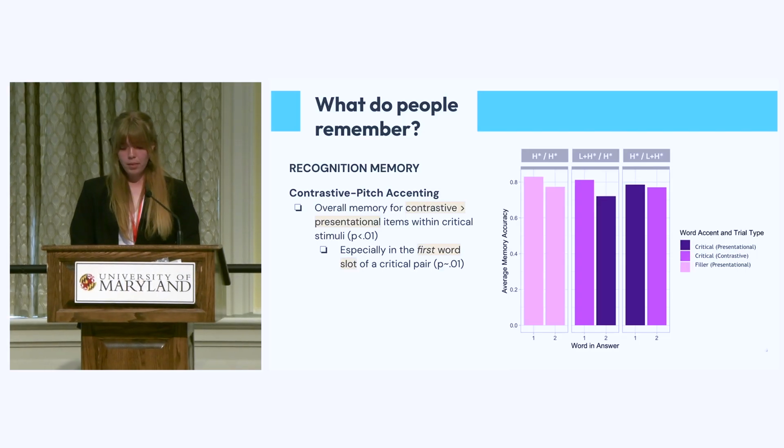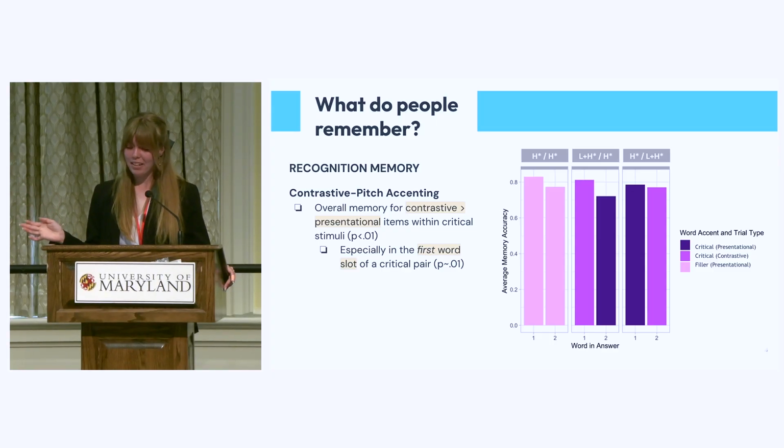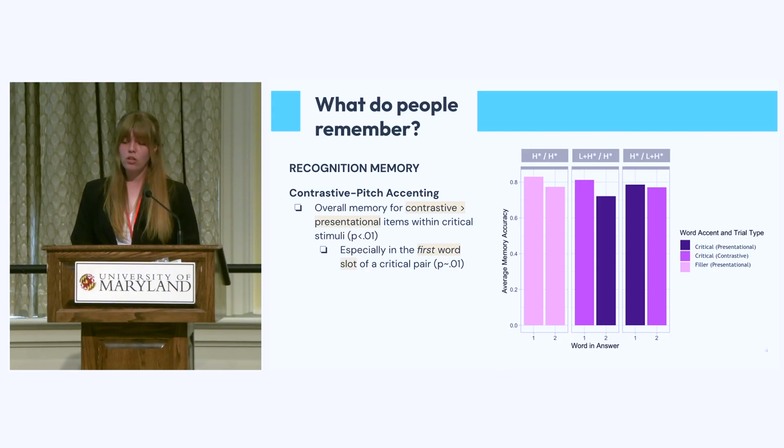Next, we're going to look at the main effect of contrastive pitch accenting. So if you look at the graph here, each of these panels represents a contrastive condition. So on the very far right, the two pink bars would represent recognition memory accuracy for both presentationally accented words in word slot 1 and 2 of filler trials. And then critical trials could fit one of two contrastive conditions. So either with a contrastively accented word in the first word slot and a presentationally accented word in the second word slot, or vice versa.